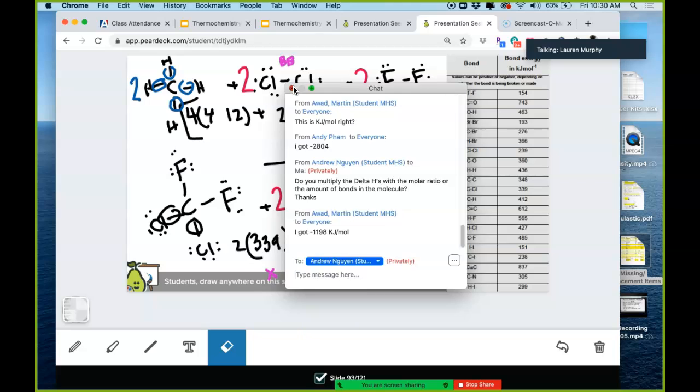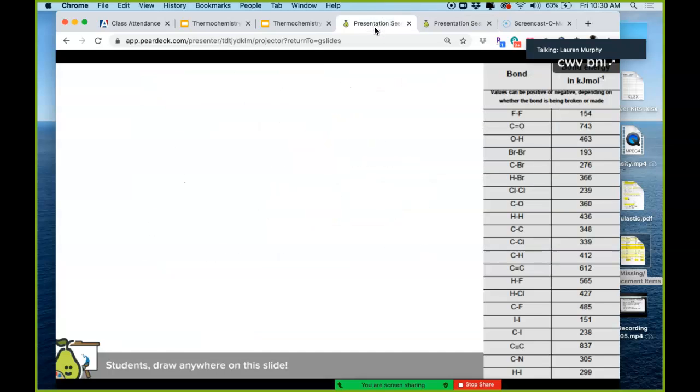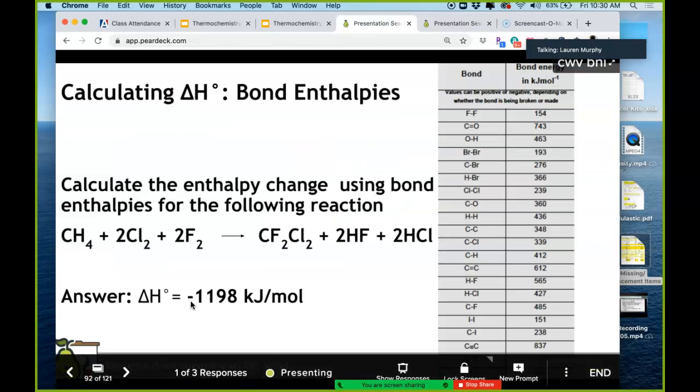Negative 1198. I think that's what, sorry, I didn't go back. That's it. So it should be negative 1198 kilojoules per mole, meaning this reaction is exothermic and releases this much energy or heat per mole.